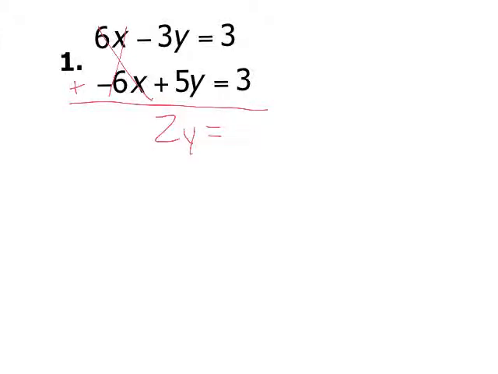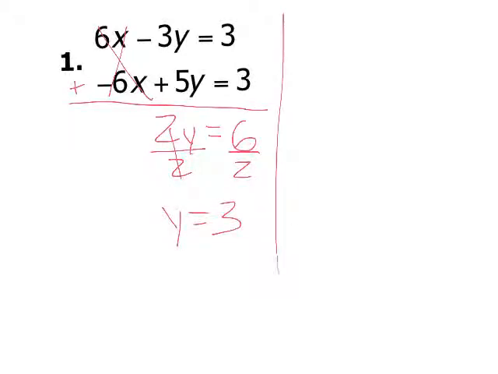Please don't put equals 3. I saw some people do that, and that's actually pretty common for some reason. When it's the same number over there, some people just put it down rather than adding them together. It's a really common mistake, and I don't really know why. So 3 plus 3 is 6. Divide by 2 on both sides, and I get y is 3. Don't forget to finish the problem.